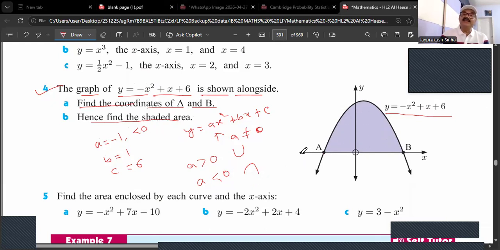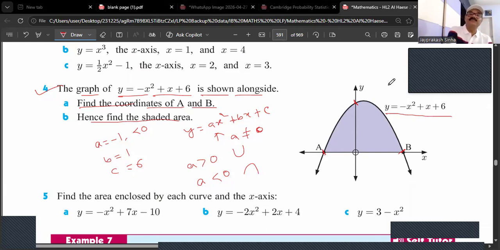Now this graph cuts the x-axis at 2 points, A and B. So these points are called x-intercepts. X-intercepts are those points of the curve where the curve cuts the x-axis. And what is the y-intercept? Y-intercept is that point on the y-axis where the curve cuts the y-axis. So this is the y-intercept and this is the x-intercept. We have to find the coordinates of A and B, means we have to find the coordinates of the x-intercepts. Already we know that at A and B, the y coordinate is 0. So we have to find the x coordinate.